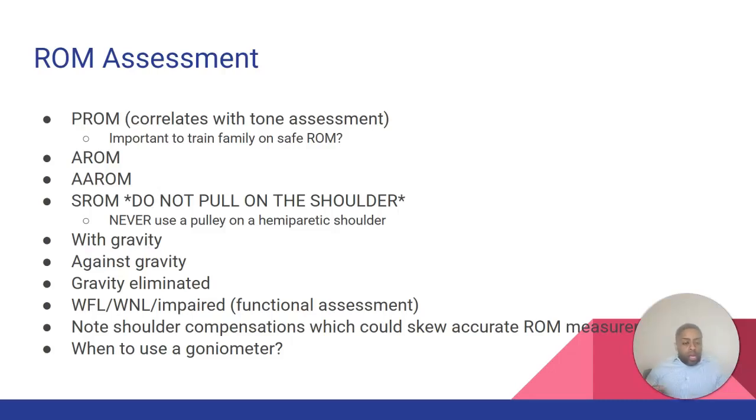All right, there are different types of range of motion that you can do. First, against gravity would be the person sitting or standing. With gravity would essentially be in a way that gravity assists the movement. And then gravity eliminated are different ways in which you could do range of motion assessment and exercises as well.